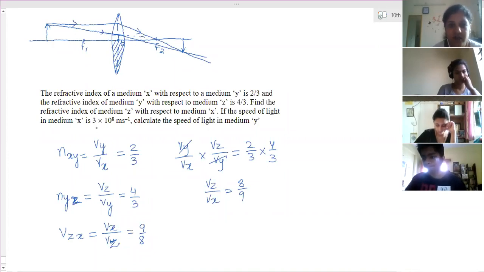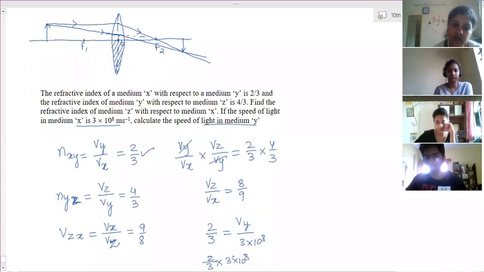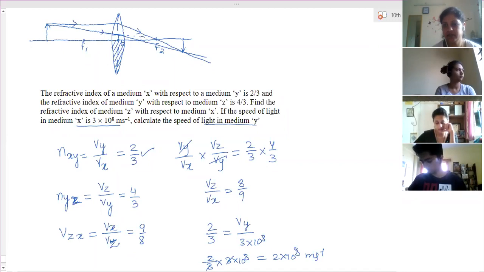And then the speed of medium X is given. Speed of light in medium Y we have to calculate. So the X and Y relation is this, so we have to use this part. So the ratio is 2 by 3. nXY is 2 by 3. Vy we have to calculate. Vx is given, 3 into 10 to the power 8. So 2 by 3 into 3 into 10 to the power 8. So 3 gets cancelled. 2 into 10 to the power 8 meter per second. Clear?